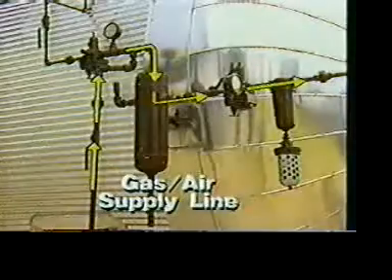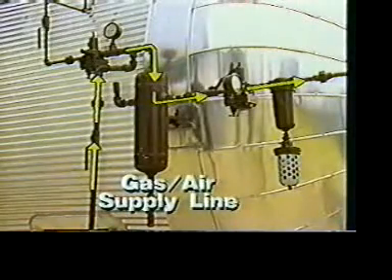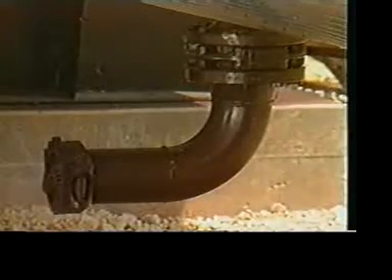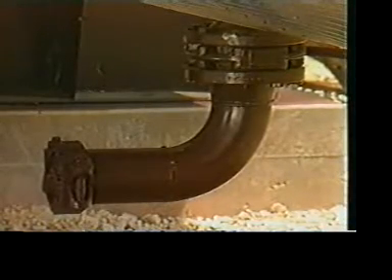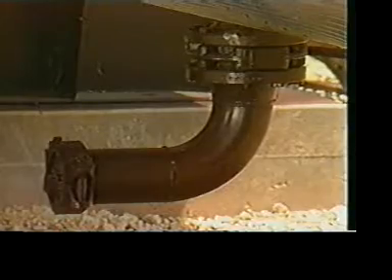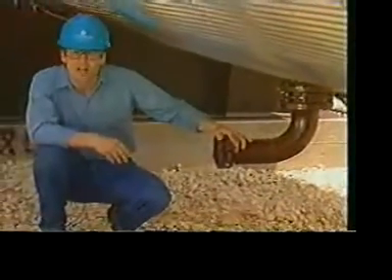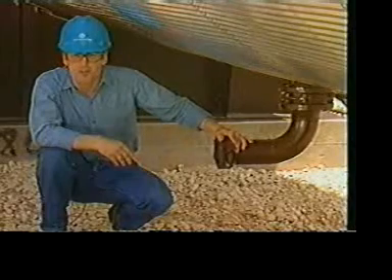The gas-air supply line provides gas or compressed air to the interface level controller so that it can work properly. On the bottom of the heater treater are drains to empty the vessel for repairs or remove sand or clay that may have accumulated. Now let's take a look inside at the internal sections of the heater treater.